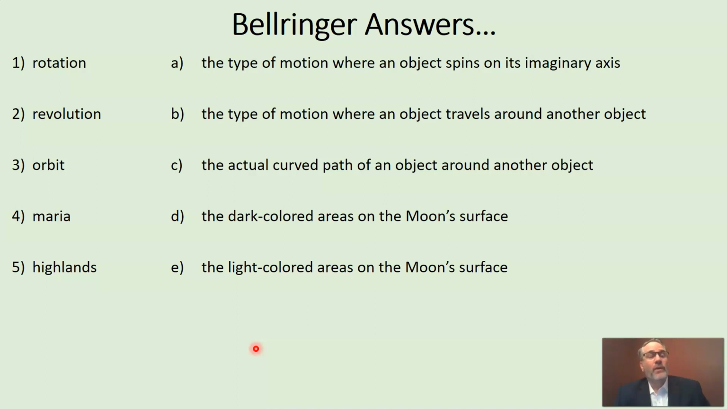Orbit, although related to revolution, is actually just the curved path of an object, so it's not a type of motion. We also looked at 3 moon features last week. 2 of them, Maria and Highlands, are 4 and 5. Maria, I'm asking you to remember that that's the dark colored areas on the moon's surface, whereas the highlands, those are those lighter colored areas that you can see from here on Earth.